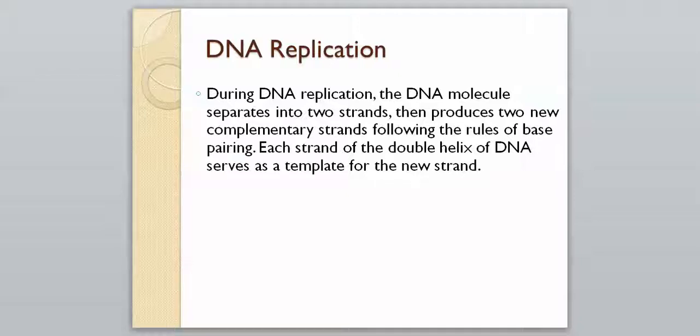So basically, the double helix will separate. Those are our complementary strands here. And then each one of those strands, after it has been separated, will form a new strand to go along with it. So we'll have two new double helices after we start with just one.